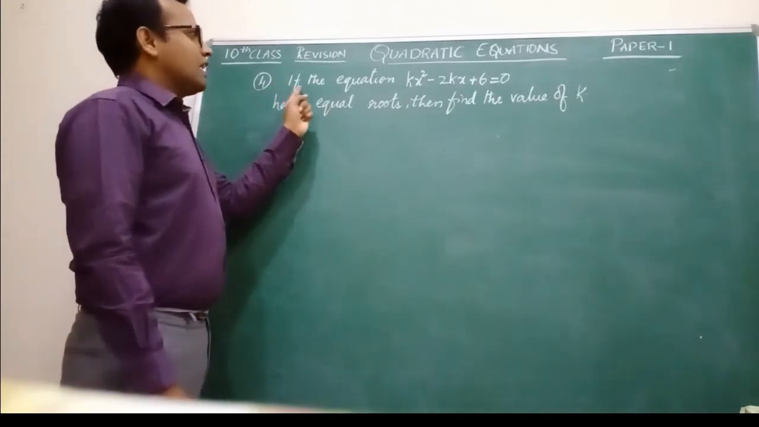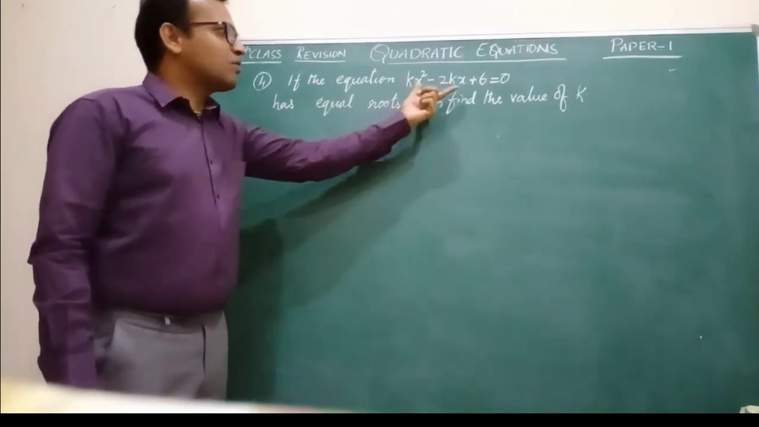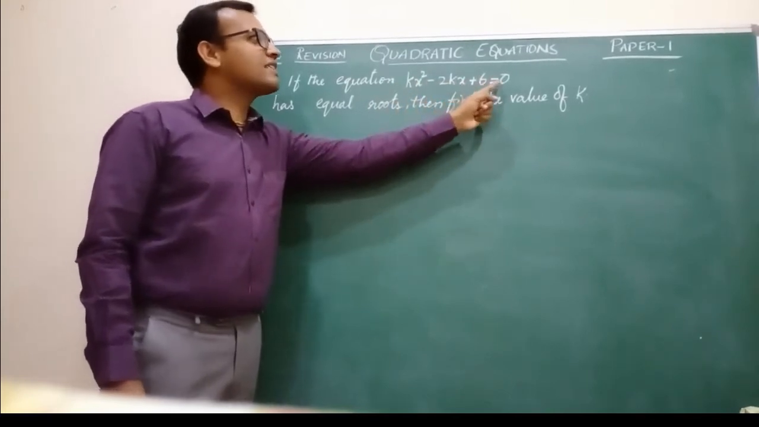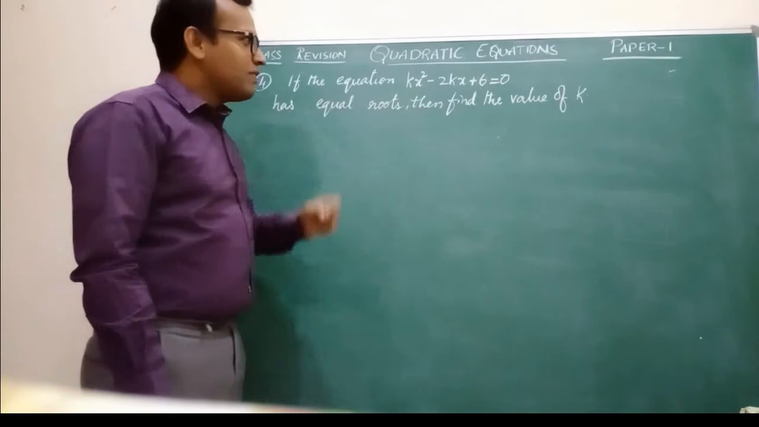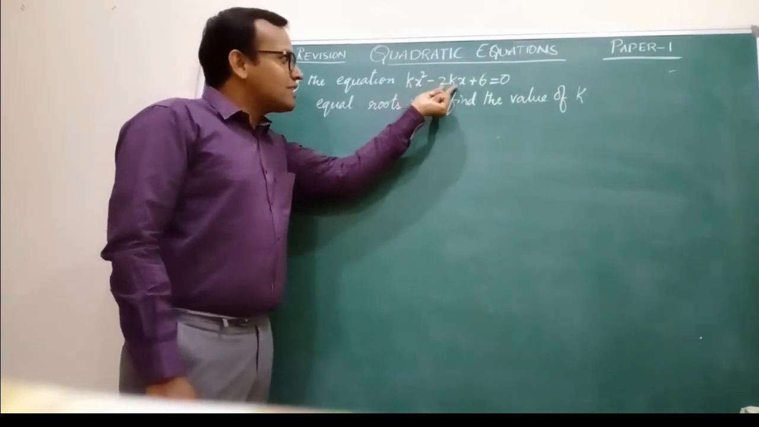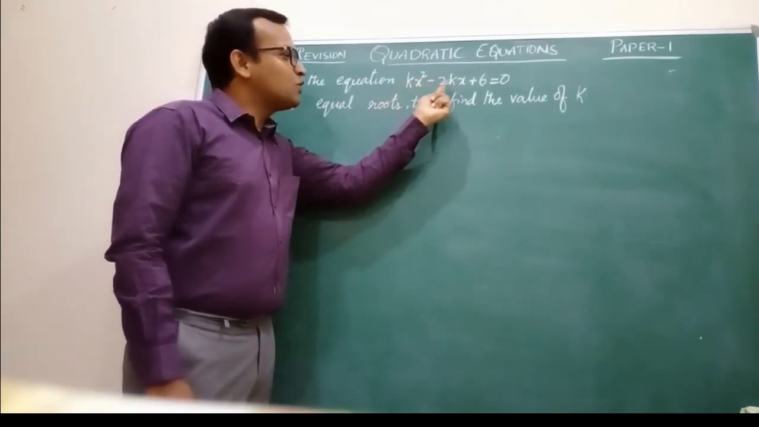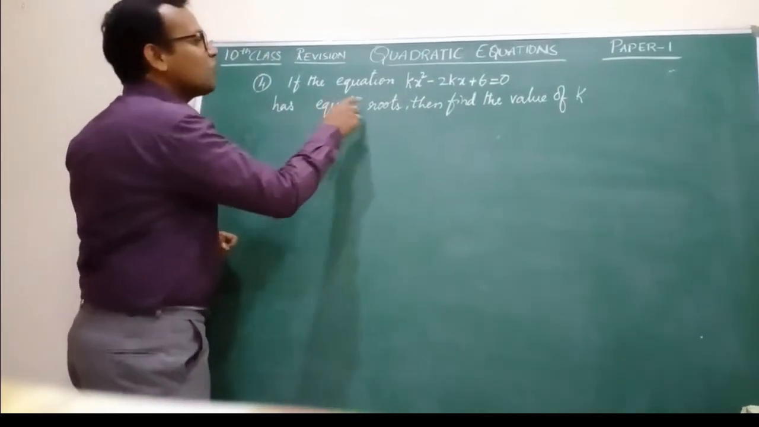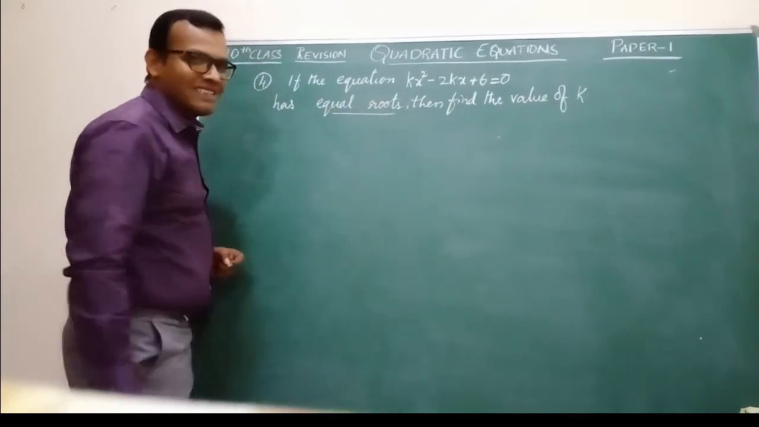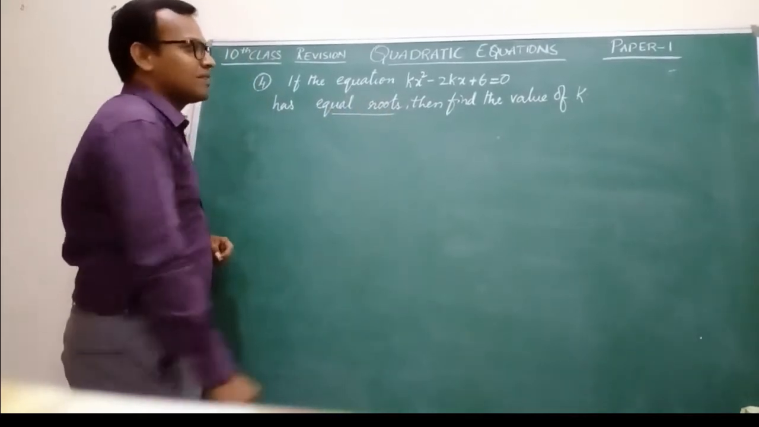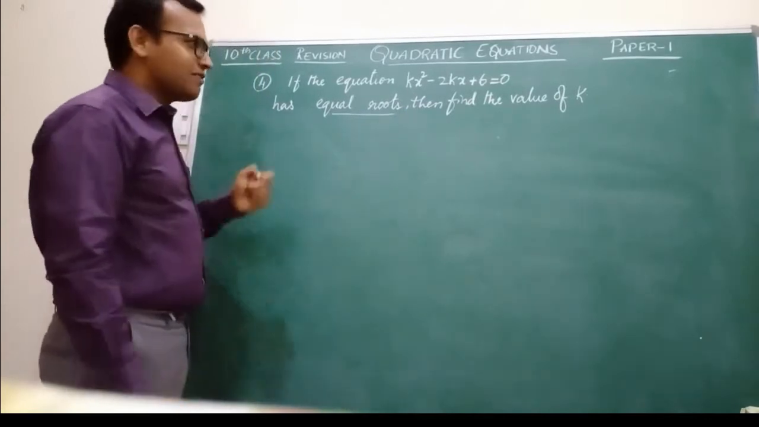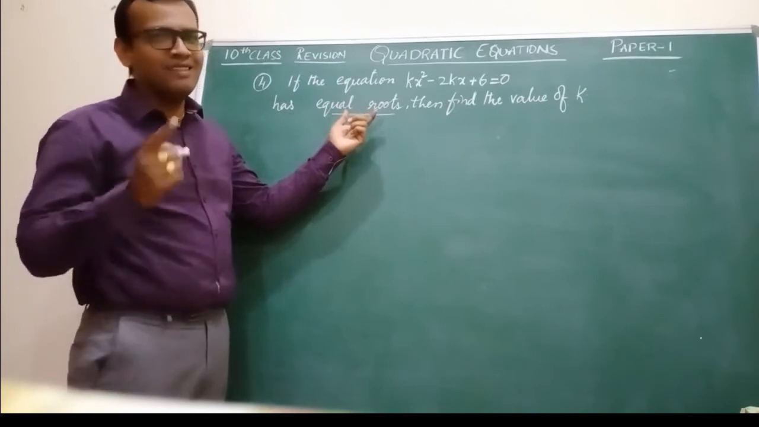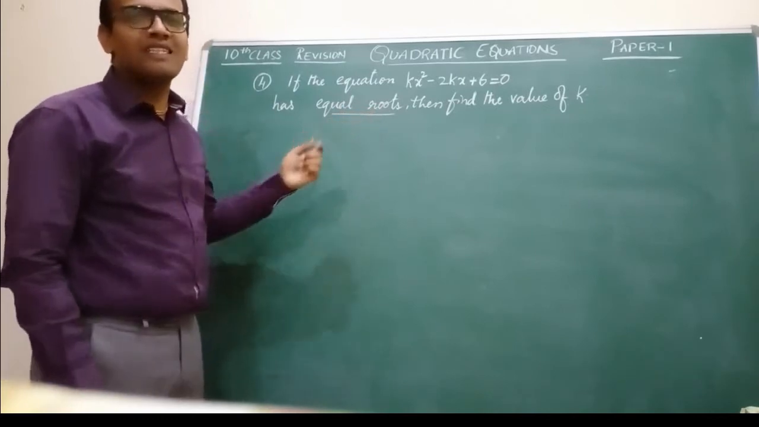See here, we are having one equation: kx square minus 2kx plus 6 is equal to 0. Children, need to be very careful. Here, both terms are having the unknown value k, so we are going to find that value. The equation has equal roots. This is the hint given. The roots are equal; then find the value of k. As we already discussed, if roots are equal, then discriminant must be 0.